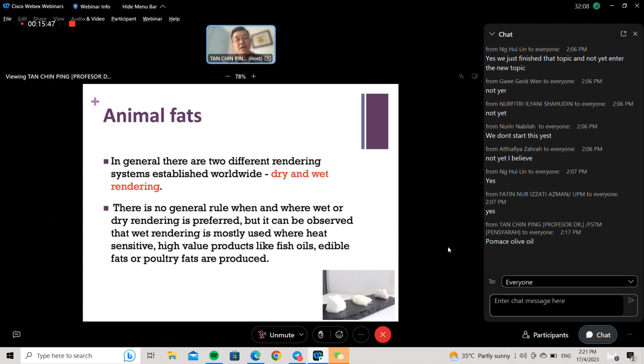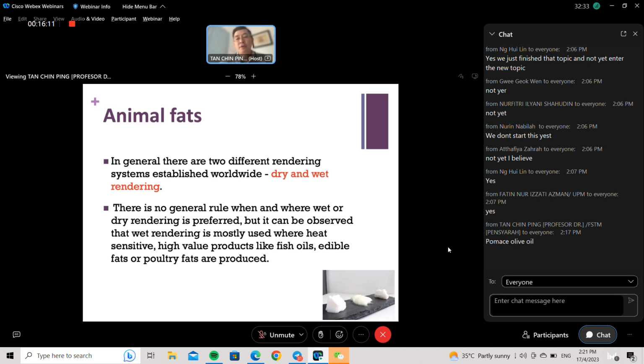There are two types of rendering process, and the extraction of fat from the animal kingdom is the process we call rendering. Okay, so what is the Malay word for rendering? I cannot recall. I used to be able to recall the Malay word for rendering, not now.